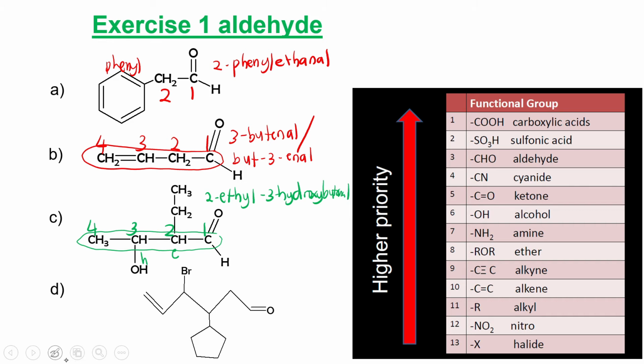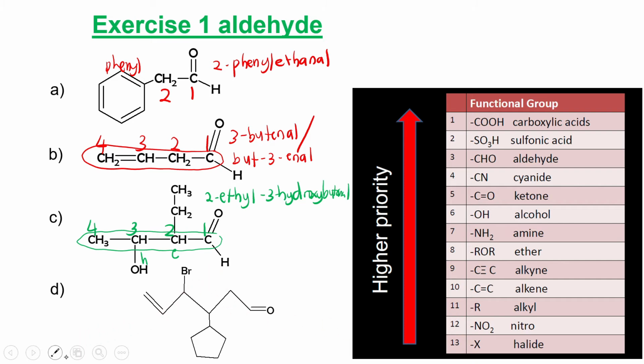Okay, and the last one we have carbon-carbon double bond functional group, a halogen, and an aldehyde. So which one becomes the parent name? According to this table, aldehyde. So aldehyde will become the parent name, compared to the carbon double bond and also the halogen. Actually, halogen is the lowest priority to become the parent name.